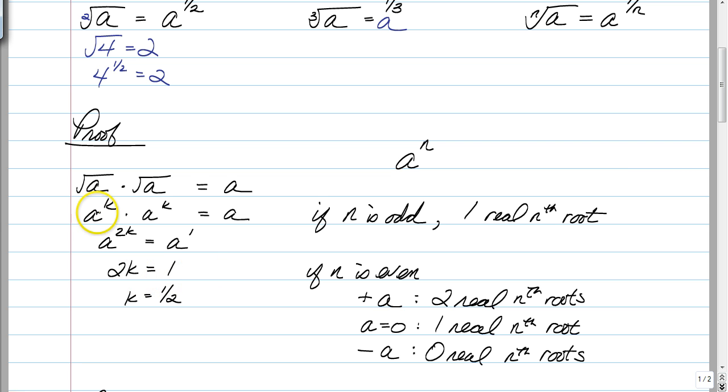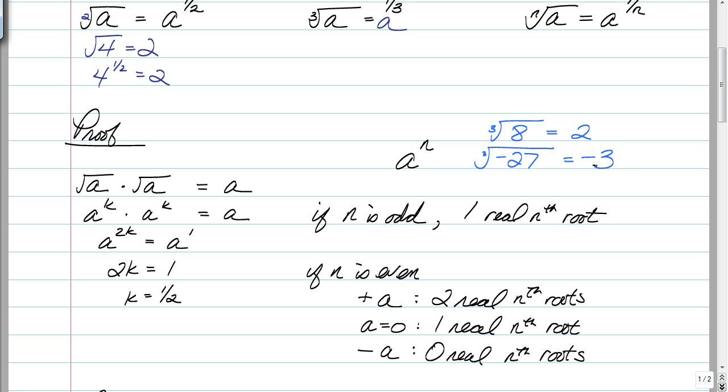So that proves to you that the variable raised to a 1/2 power is the exact same as a square root. Now here's a couple other things you need to know. For any number raised to an exponent, if the exponent is odd, there is only going to be one real root. As an example, what if we had the cube root of 8? We know that the cube root of 8 is 2. What is the cube root of negative 27? The answer is negative 3.